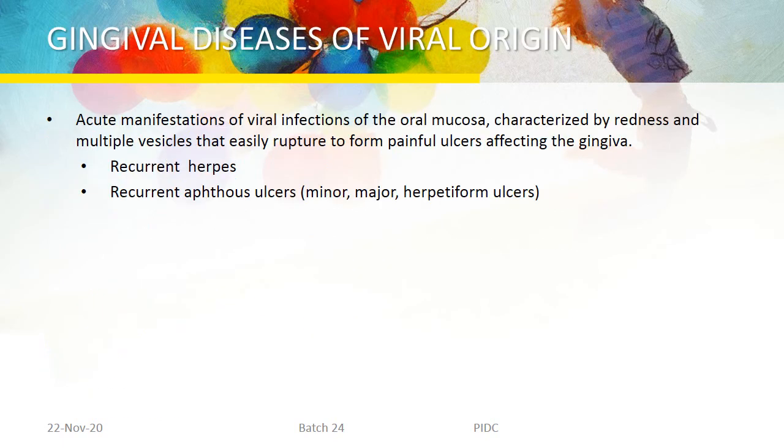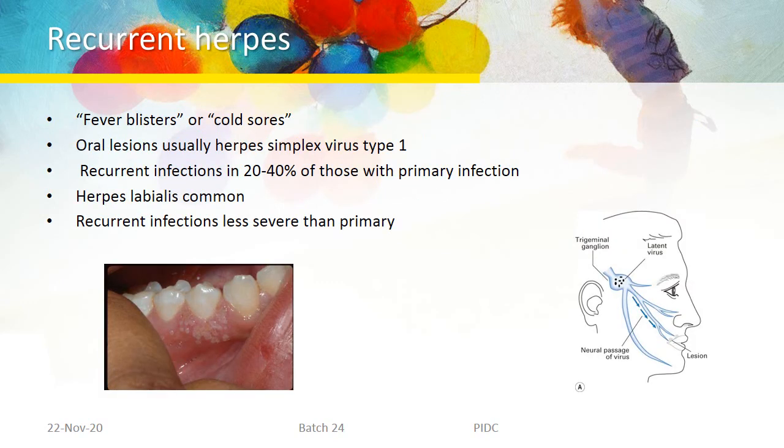Next, coming on to gingival diseases of viral origin. Acute manifestation of viral infections of the oral mucosa is characterized by redness and multiple vesicles that easily rupture to form painful ulcers affecting the gingiva. This could be either recurrent herpes or recurrent aphthous ulcers such as minor, major or herpetiform ulcers. Next, coming on to recurrent herpes. This is otherwise known as fever blisters or cold sores.